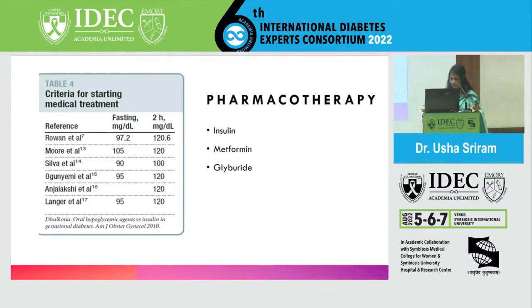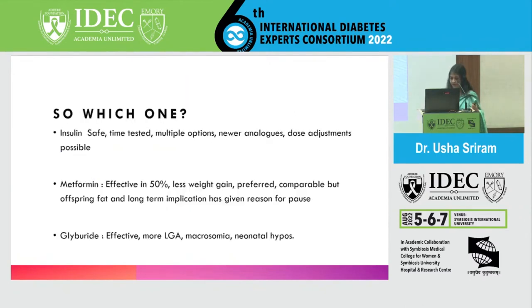The three agents that we have now are insulin, metformin, and glyburide, and in a short while I'll tell you which one. So insulin is safe, time-tested, multiple options. All societies agree upon it. The newer analogs like Detemir and Fiasp and all of them are good in pregnancy and approved, and dose adjustments possible to whatever the glucose level is.